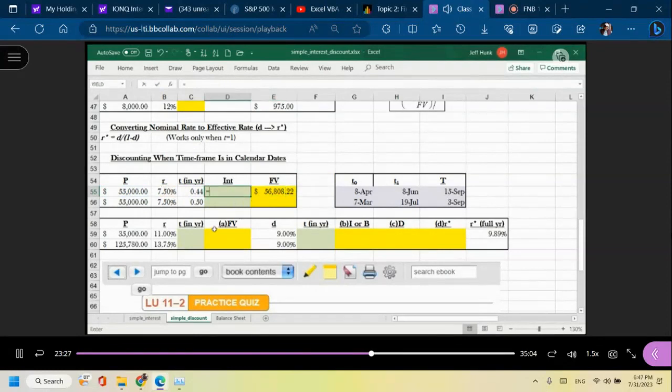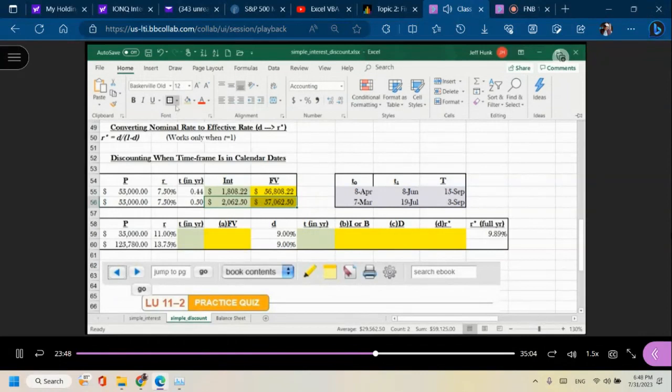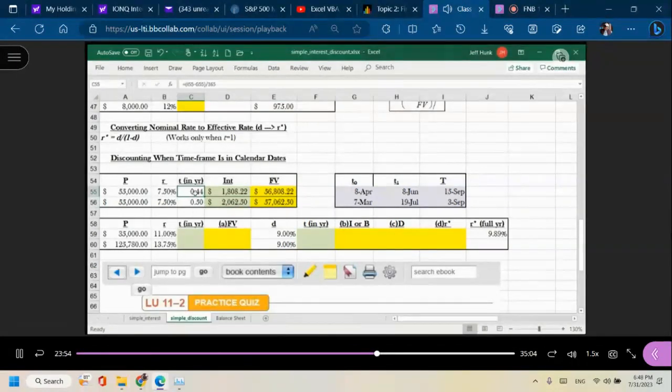And the interest is the difference between the two, which is not a big deal. There you go, and you can drag it down. I won't do that at this time. But what's important is not how you find time. When the time is given as calendar date, all you need to do is subtract T0 from uppercase T, the terminal time, and then divide it by 360 or 365. In this case, I divided by 365.